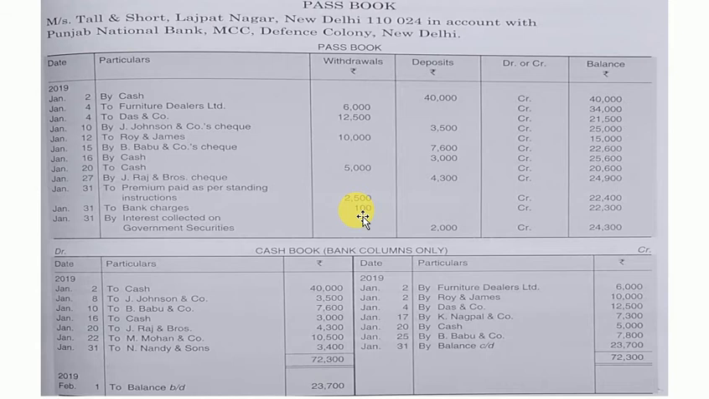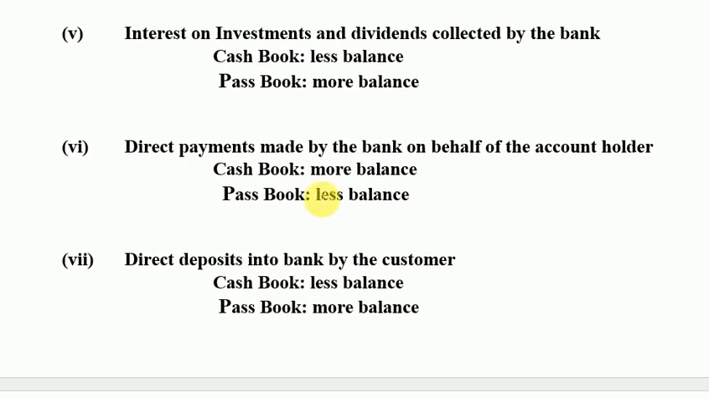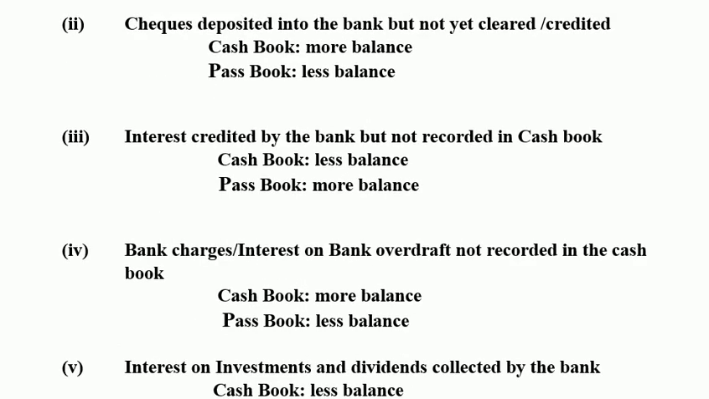So that is why any interest charged by bank on overdraft or bank charges will always reduce your bank balance, but it will have no effect on cash book. That means cash book will have more balance. So let's see our point and how it affects our cash book and passbook. Cash book is more balance. The balance is more because the amount has not been recorded in the cash book on the payment side, whereas in passbook the balance will reduce or it is less balance since it was recorded in the withdrawal column of passbook. So hope these 4 points are clear to you.